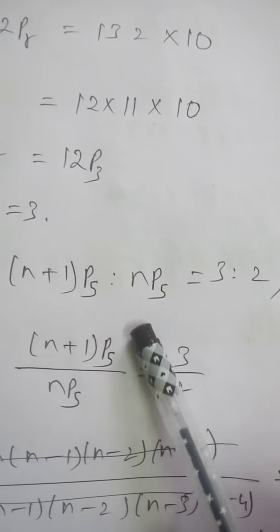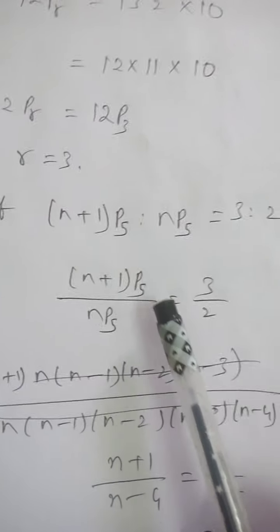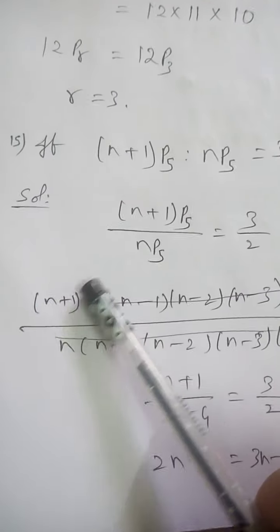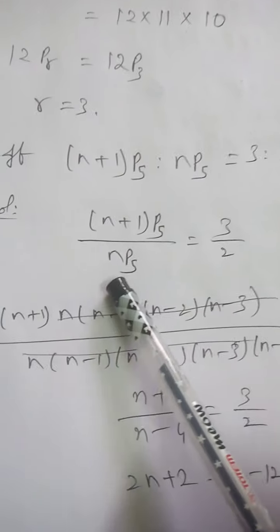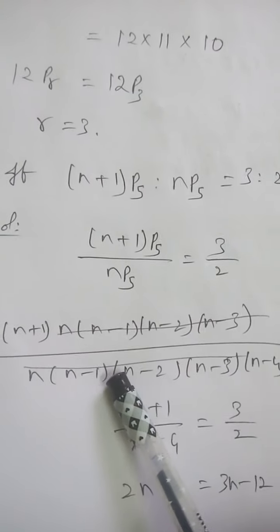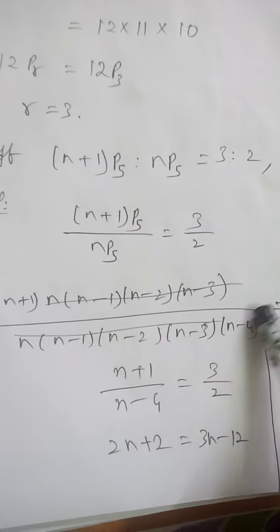If (n plus 1)P5 to nP5 is equal to 3 is to 2, find n. (n plus 1)P5 can be written as (n plus 1) into n into (n minus 1) into (n minus 2) into (n minus 3). nP5 can be written as n into (n minus 1) into (n minus 2) into (n minus 3) into (n minus 4), is equal to 3 by 2. This and this get cancelled.